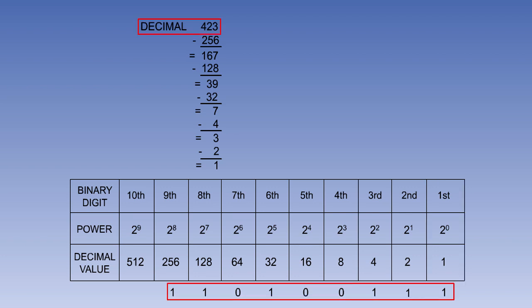Therefore, the binary equivalent of decimal 423 is 1101000111.